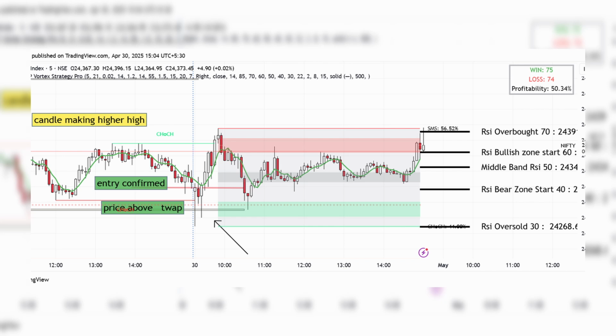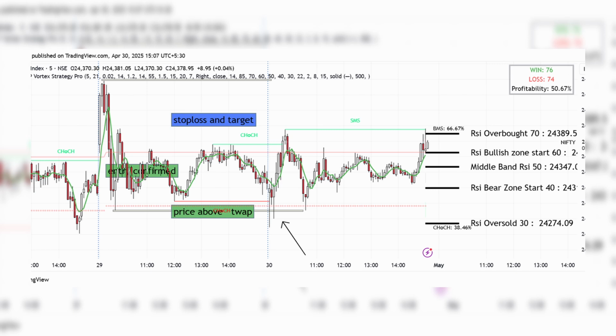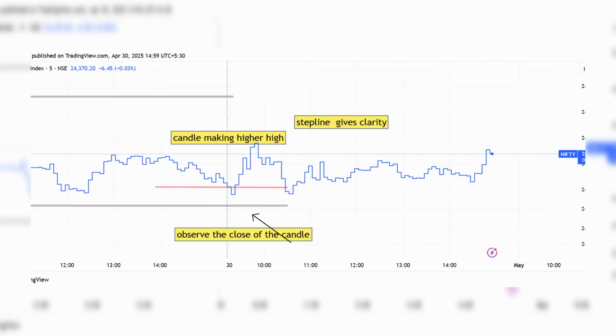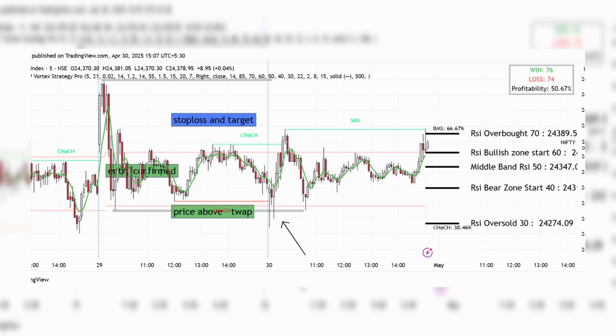So you need to see whether the market is moving to a higher high. If I change the candlestick pattern to this step line chart, you can see price making a higher high clearly. So price is above the TWAP. I applied my indicator TWAP.